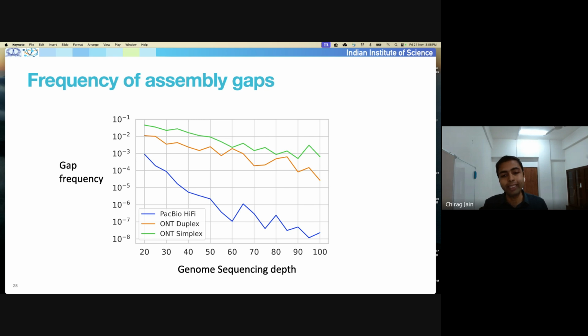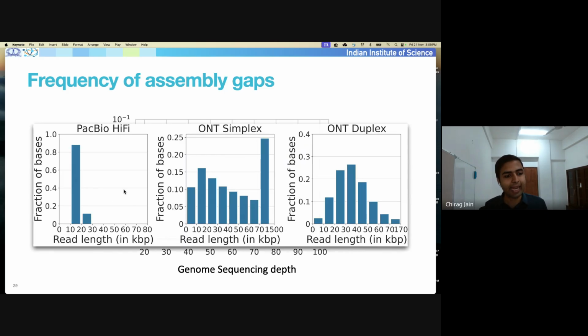Imagine a sequencing technology which produces reads of exactly the same length. Then you won't see any gap, because if reads are of exactly the same length, it will never happen that a longer read is contained in a shorter read. It turns out that in the PacBio HiFi case, the gap frequency is much lower. The reason is exactly this: in PacBio HiFi, the read lengths are in a very narrow range. Whereas in other technologies, the read lengths tend to be very variable, and there the gaps are more likely to occur.